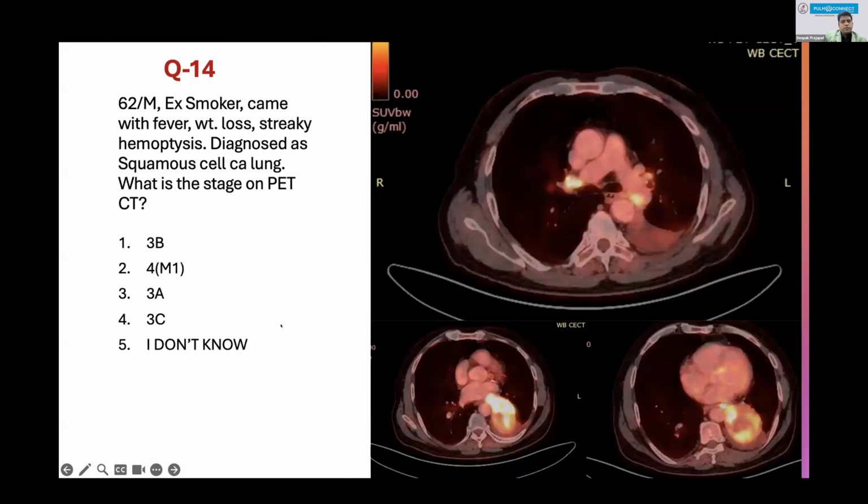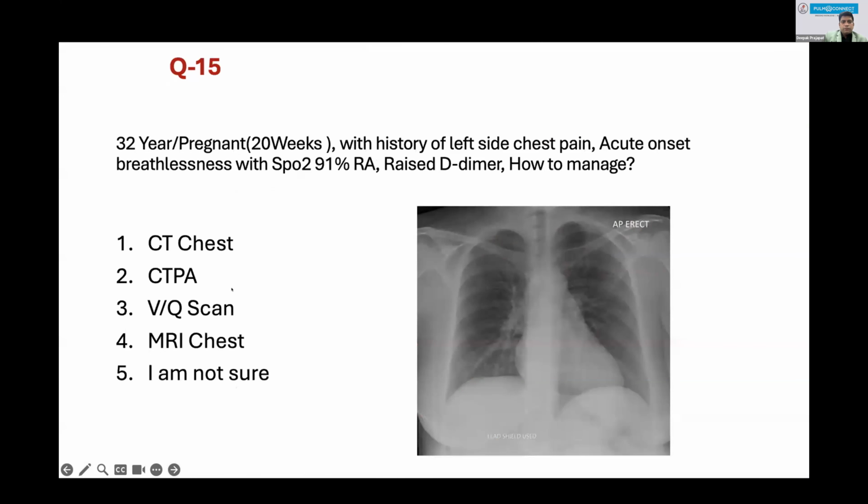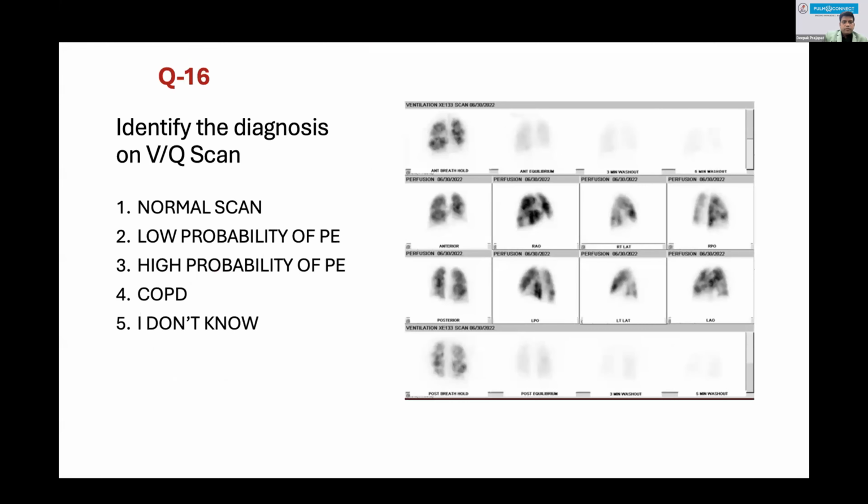Then the 14th question, 62-year male ex-smoker came with fever, weight loss. The stage is because in the PET CT there is an effusion with the lymph nodes and the mass. So the stage is 4M1. The 15th question, the pregnant female, 20 weeks pregnant with history of left side chest pain, breathlessness, raised D-dimer. The option is VQ scan, third option. Then identify the diagnosis on VQ scan. The correct answer is it's a normal scan.